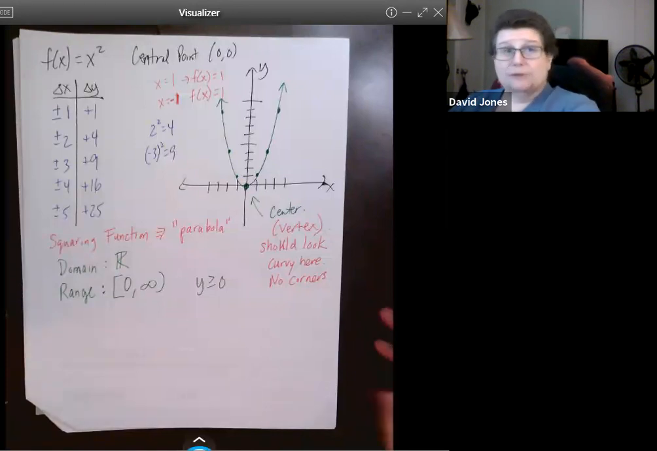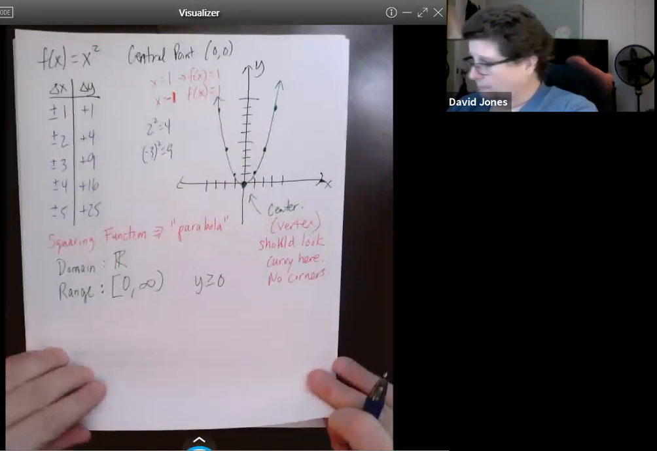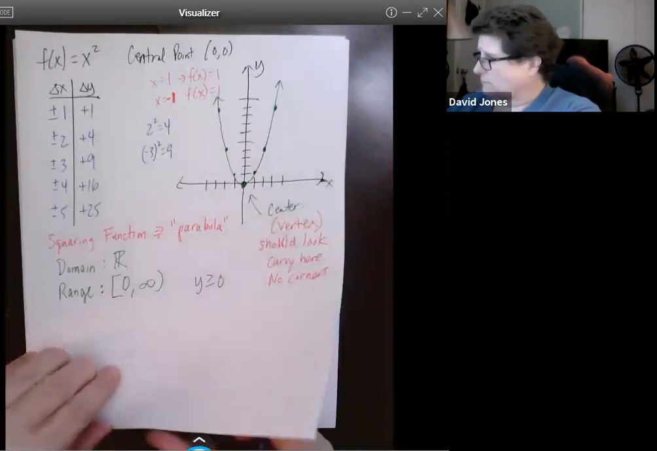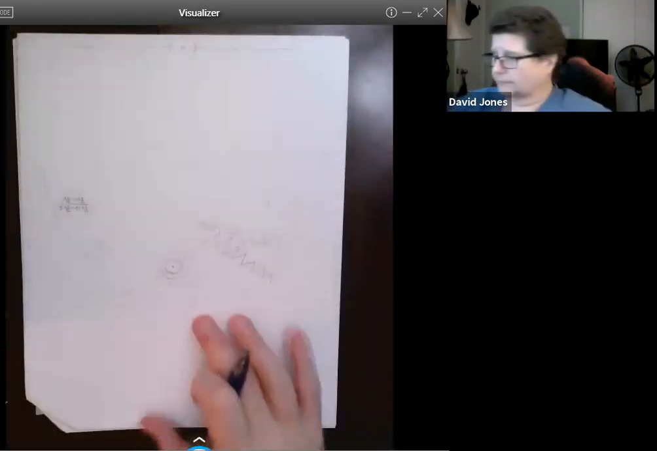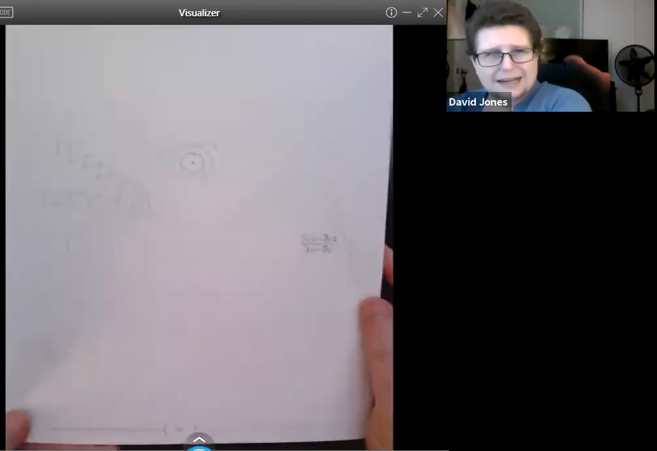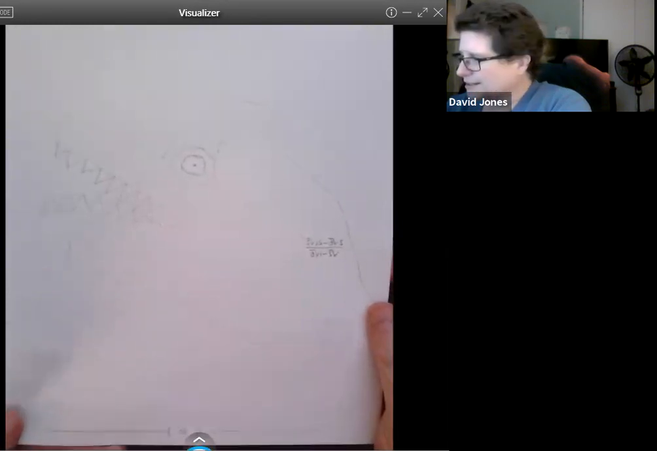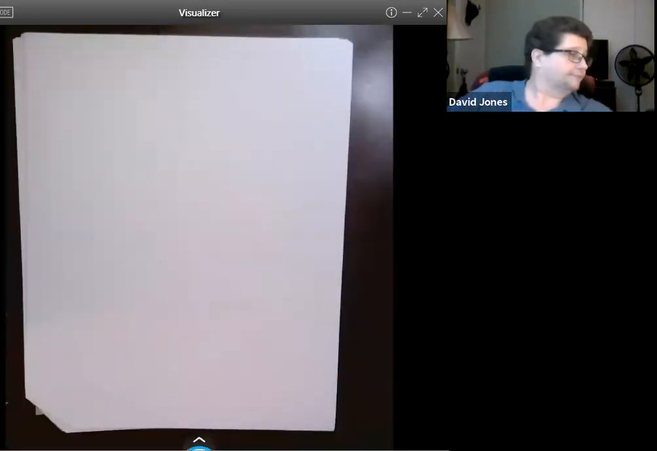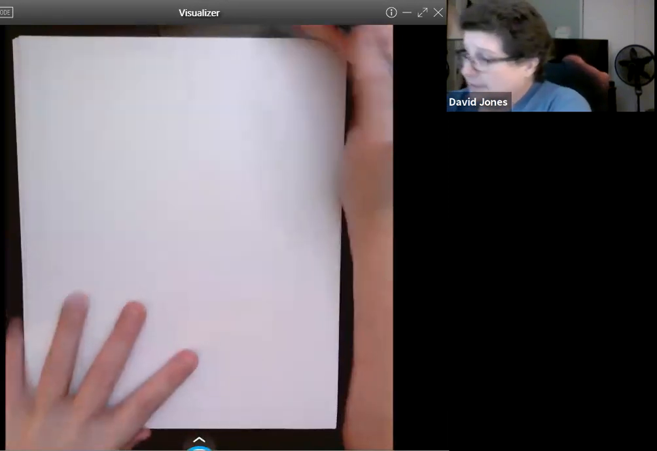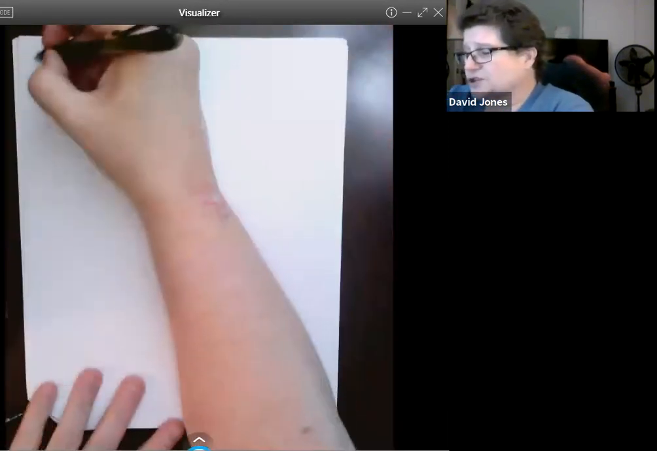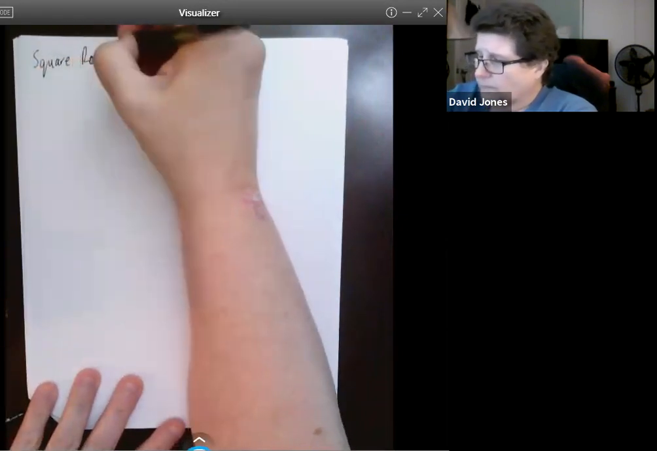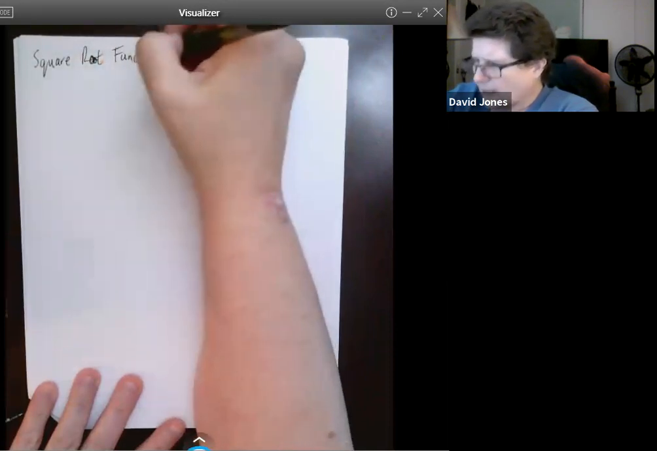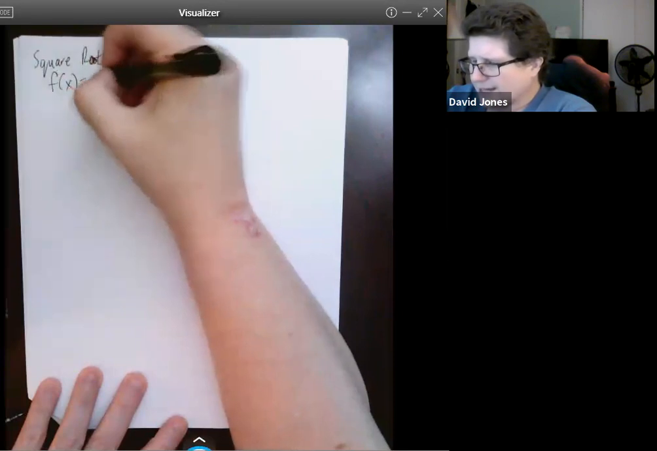Next up, square root function. I don't know if you can see that. This is the back of someone's test, and look, they drew a little dinosaur for me. All right, so the square root function. f of x equals the square root of x.